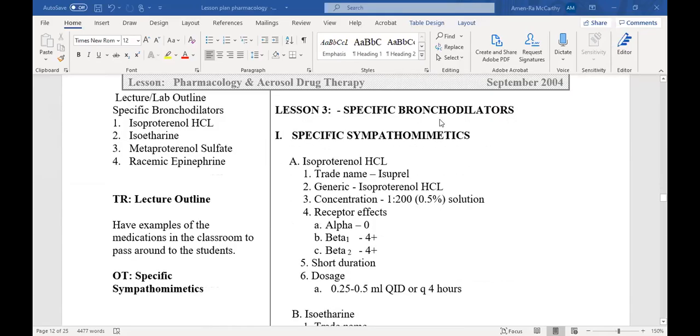Now we're going to learn lesson 3, which talks about some specific bronchodilators. These are bronchodilators that you're going to have to memorize.